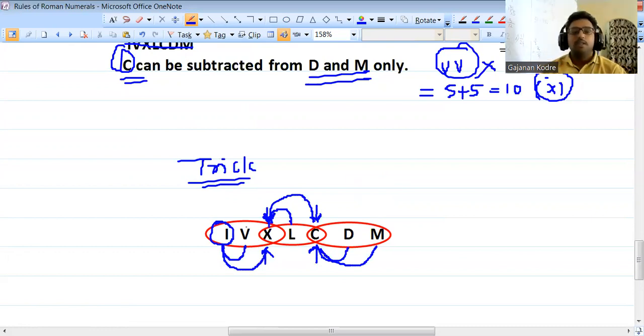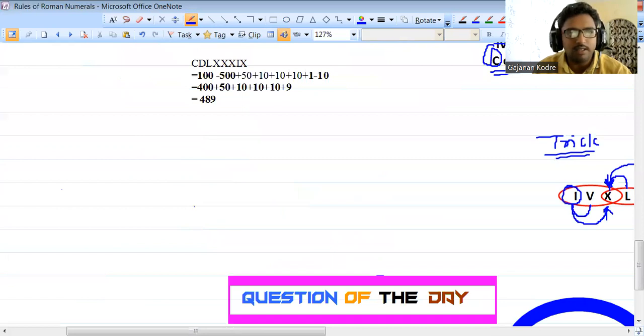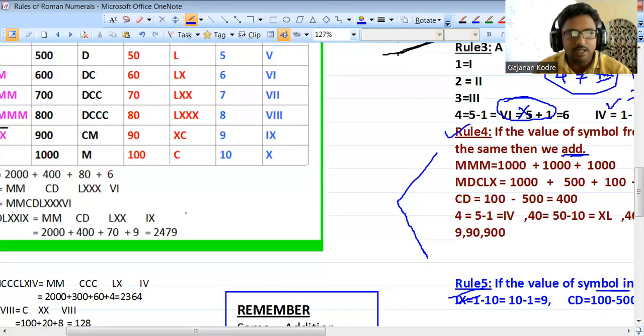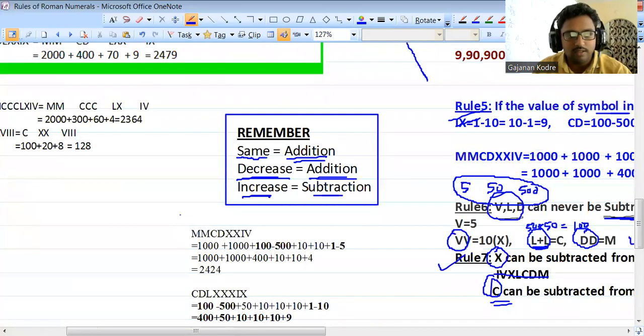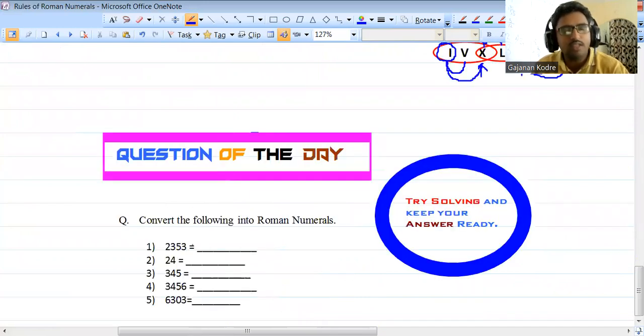So everyone, this was the last rule. I hope you have understood. Okay, let's come back to our question. But before that, I have one more trick to solve the question of the day. Okay, this was the question of the day: 2353, 3245, 3456, 6632.